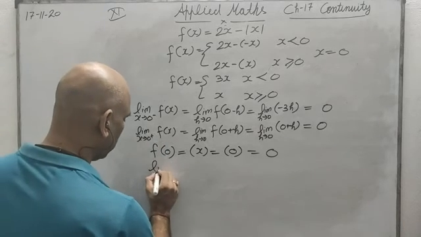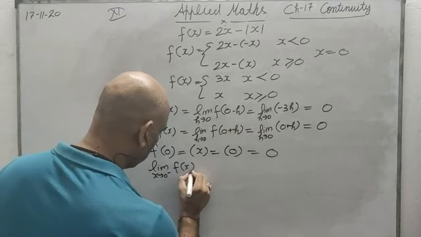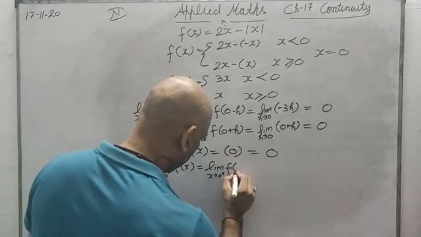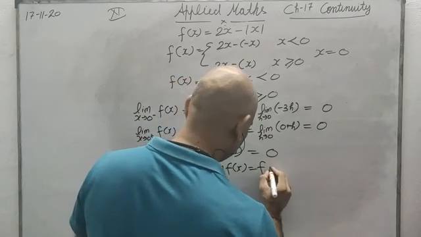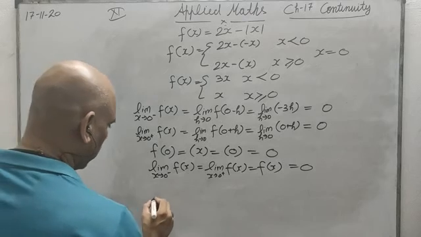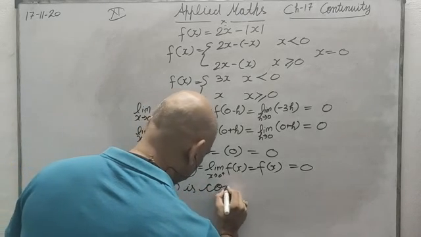So for the first time we can say that the left hand limit, the right hand limit, and the value of the function are equal to 0. So the function is continuous. So f(x) is continuous.